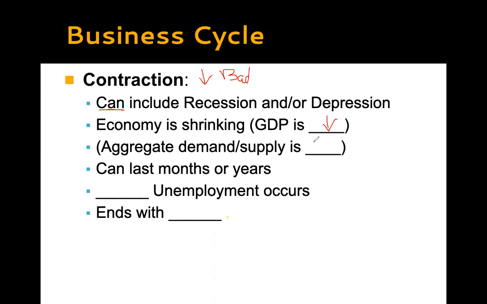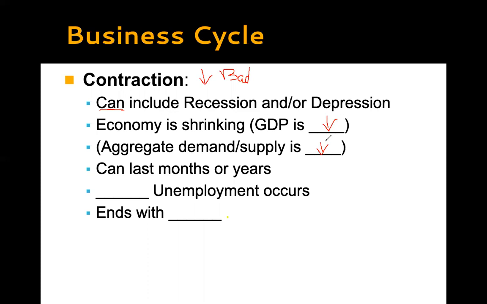Now, how does that play here with aggregate demand and supply? Well, if businesses and people are spending less money, that means less demand and less supply. We talked about this. Think about it right now. People are worried about our economy right now. So people would say that our economy is in a contraction phase right now because people are spending less money.